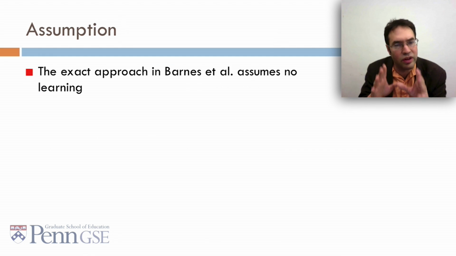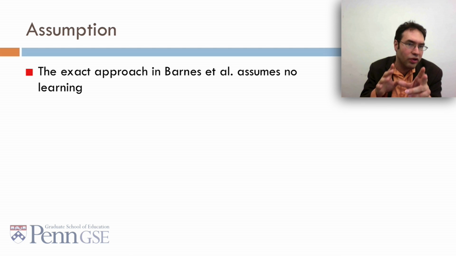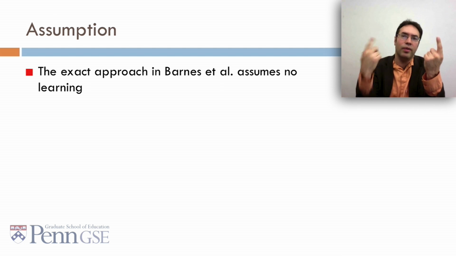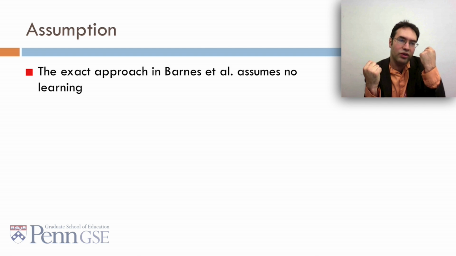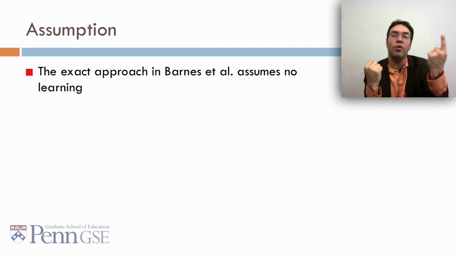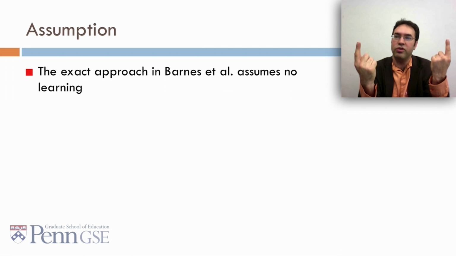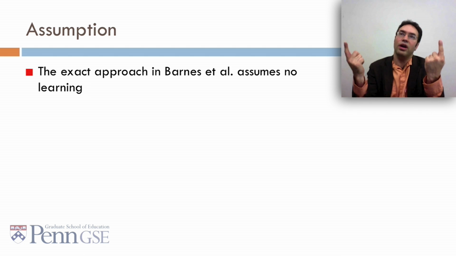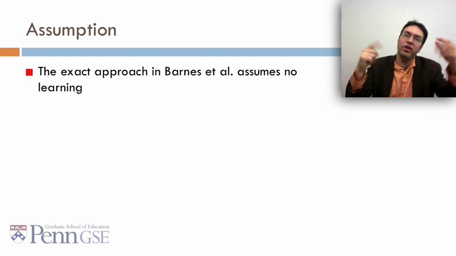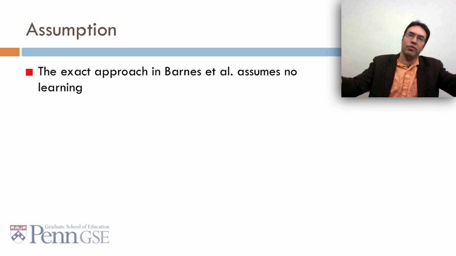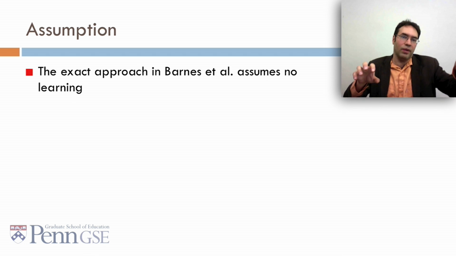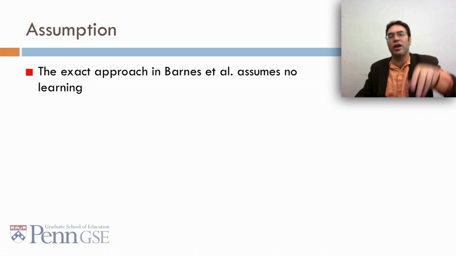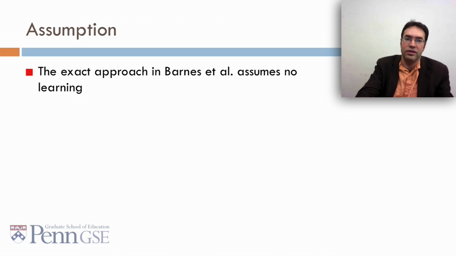It's also worth noting that the exact approach in Barnes et al. assumes no learning. In other words, if item 1 and item 2 both involve the same skill, and you take item 1, you will not be any more likely to get it right or wrong on item 2 given having done item 1. Item 1 and item 2 are correlated, but doing item 1 doesn't make you better at item 2, or doing item 2 make you better at item 1. You're not getting better over time. It's like IRT, not like BKT.